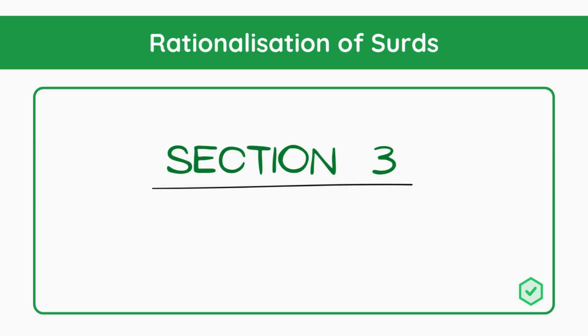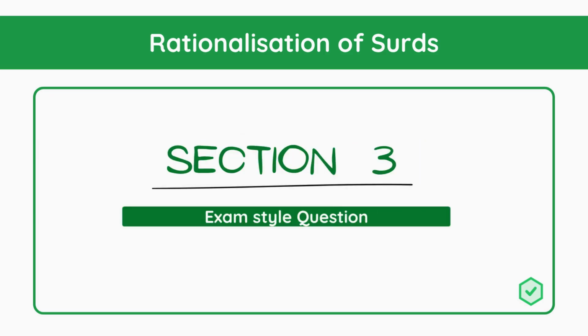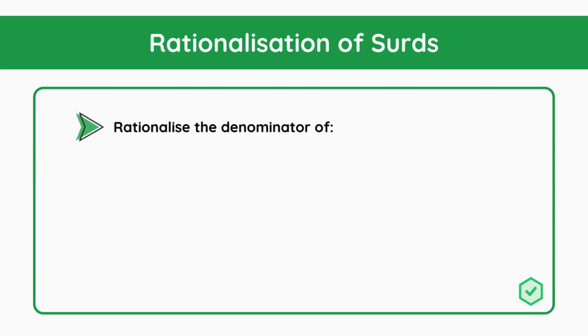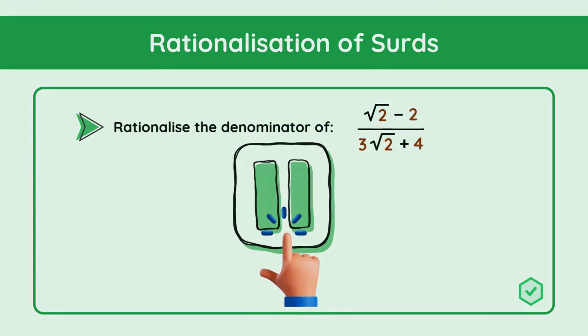We are now ready to look at a more challenging exam-style question. This represents the most advanced type of rationalization question you will see, featuring two terms on both the top and the bottom. Rationalize the denominator of square root of 2 minus 2 over 3 square root of 2 plus 4. You can pause the video here and try to solve this question yourself.